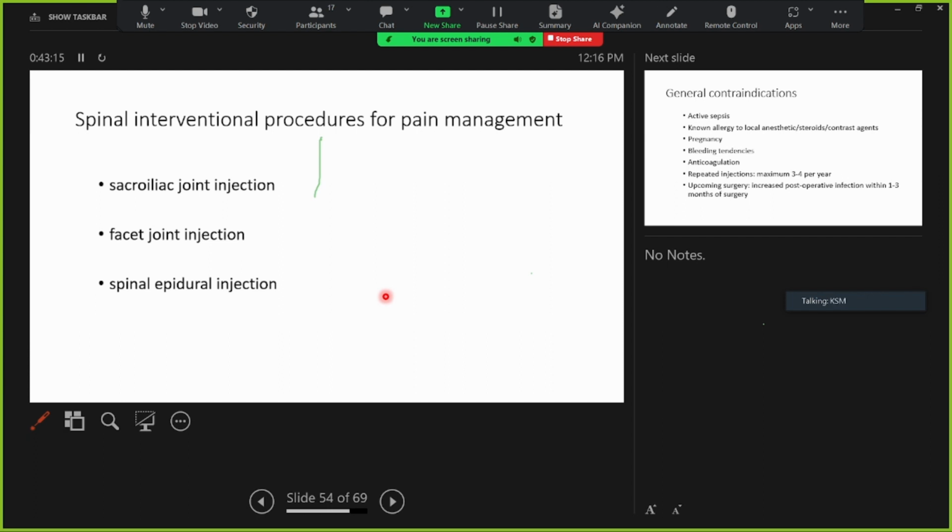Pain management is very important, and now it's becoming very popular. I think it's available in Kandy Hospital as well as Peradeniya. Sacroiliac joint injections, facet joint injections and spinal epidural injections are being practiced.